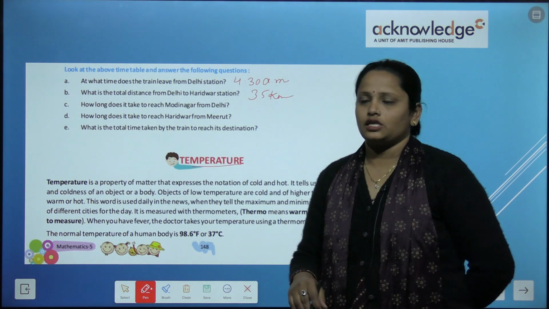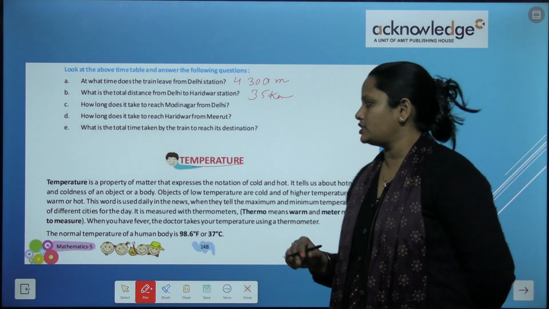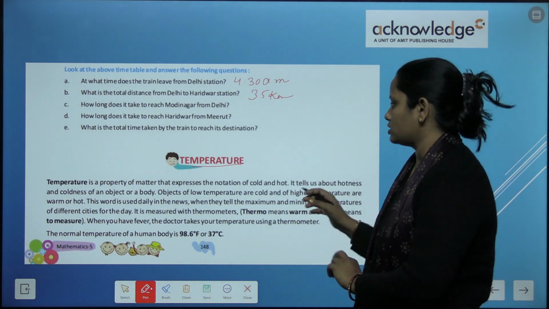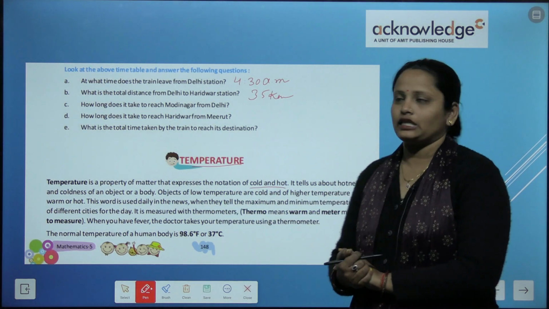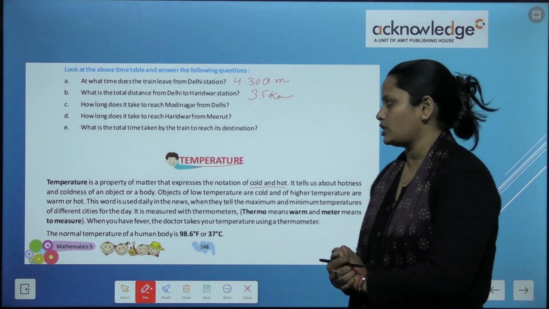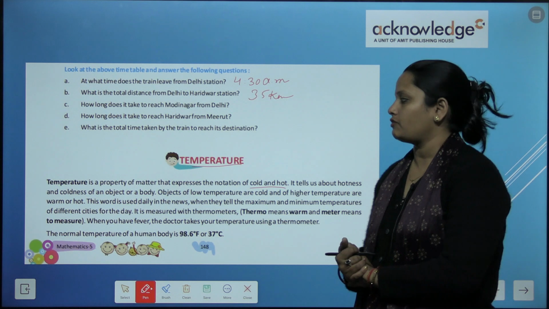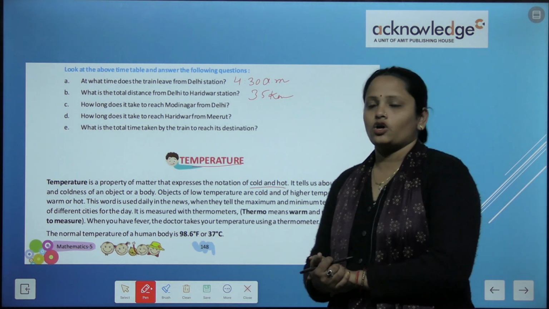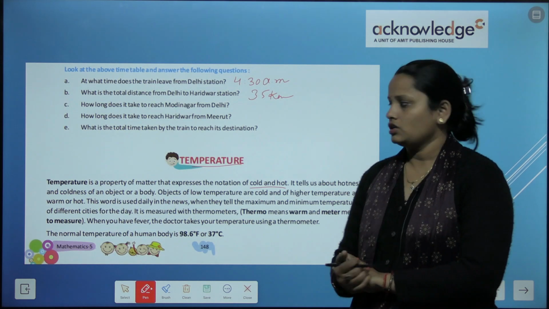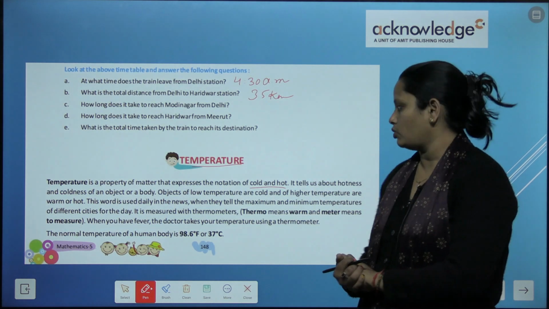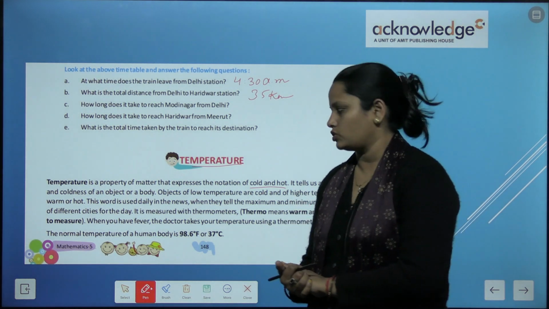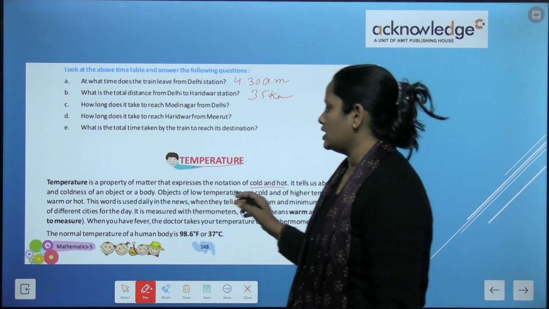Now let's learn the temperature. Temperature is the property of matter that expresses the notion of cold and hot. So cold और hot बताता है. कौन बताता है? Temperature बताता है. It tells us about hotness and coldness of an object. ये किसी भी object की hotness या फिर coldness को बताता है. Objects of low temperature are cold and of high temperature are hot. So ये जो objects हैं जिनका temperature low है वो cold होते हैं और जिनका temperature high है वो hot होते हैं.